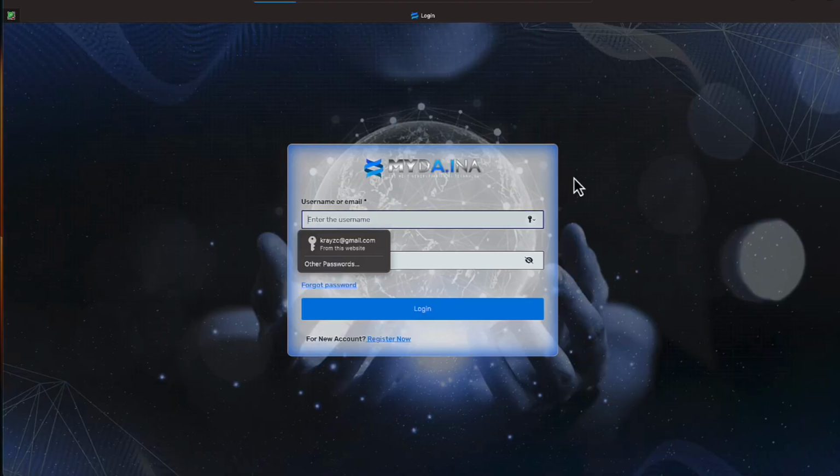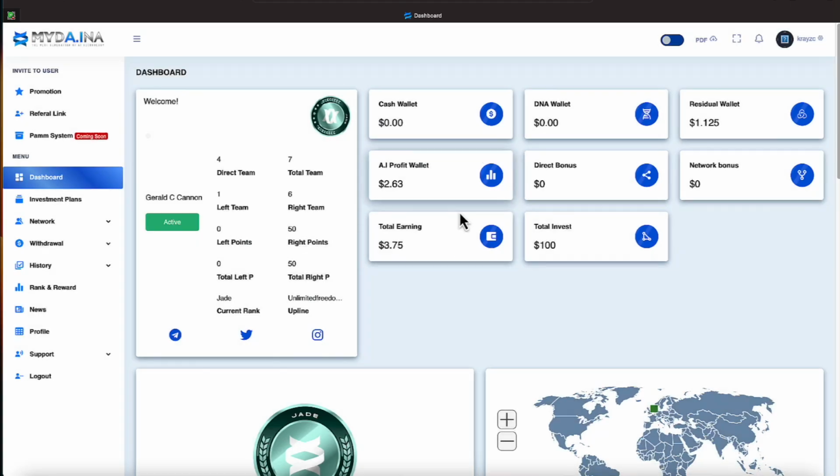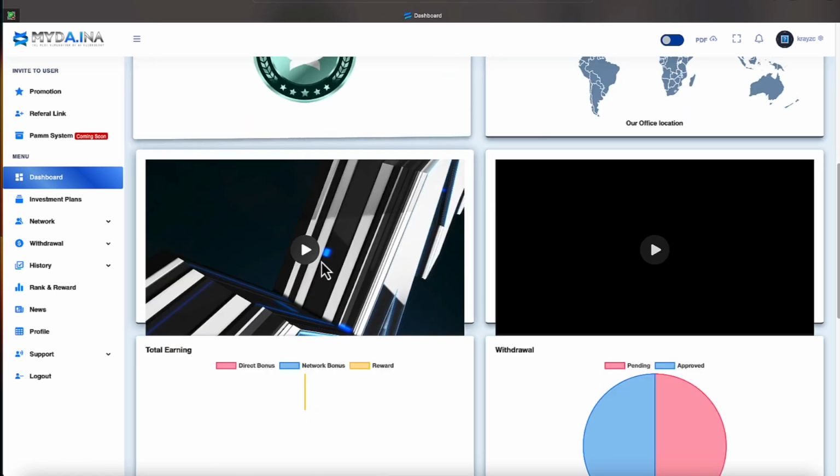Okay, everyone, it is time to get logged on to Mydaina, and let's take a quick look and see what's going on. We have an AI profit of $2.63. We have total earnings that have added up to be $3.75. DNA wallet and direct bonuses are zero. Our total investment in the program is $100. Our residual wallet has $1.125 in it, and our network bonus is zero. So right now, the program is still doing great for us.